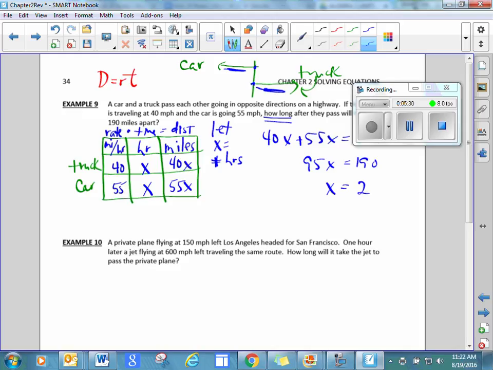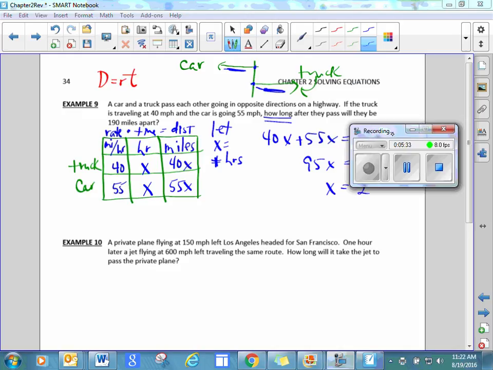And the problem is asking you, how long will it take from this moment right here for them to be 190 miles apart? Now, they're obviously not going the same speed. So one is going to be a little further along than the other one. The car is going faster. So obviously he's going to cover a little bit more distance than the truck. But basically, we want to know when this distance, this guy right here, plus this guy right here, when does that equal 190?